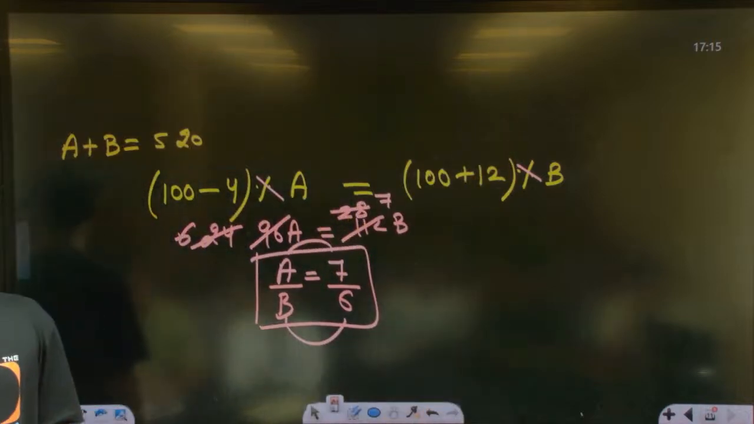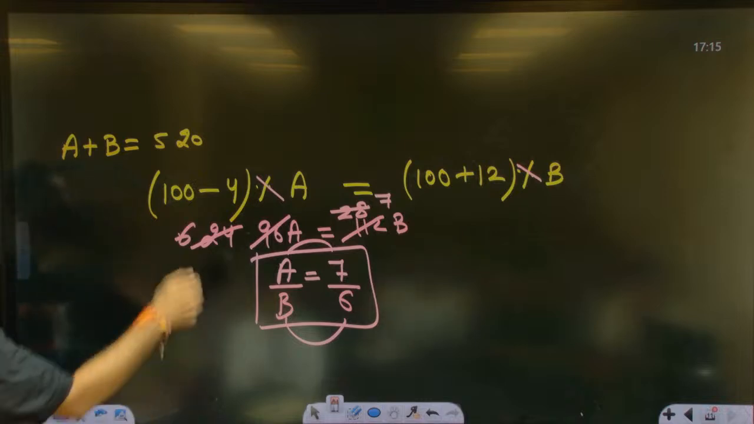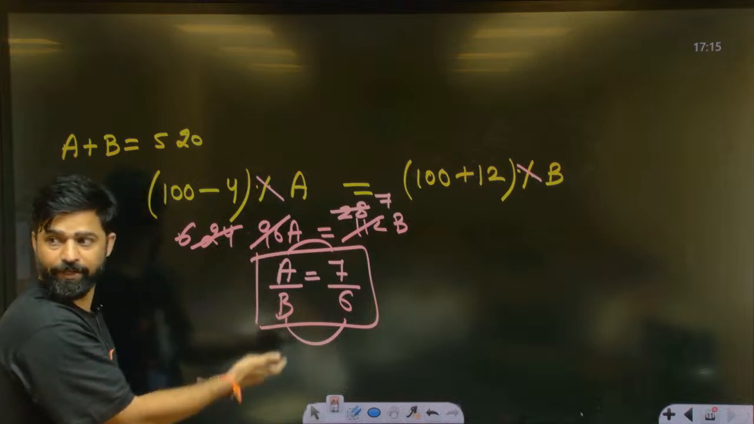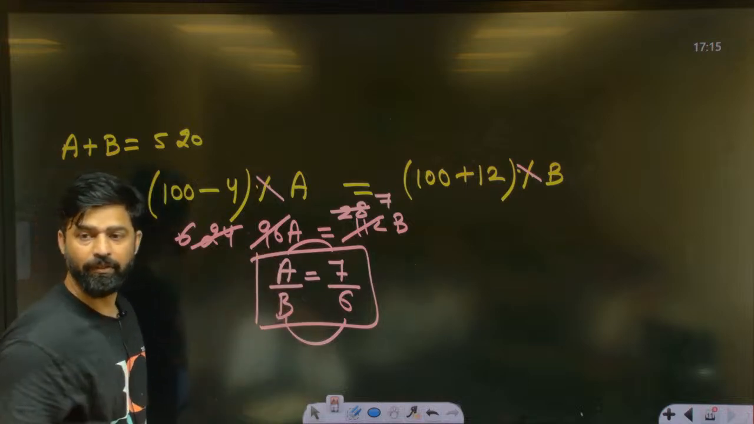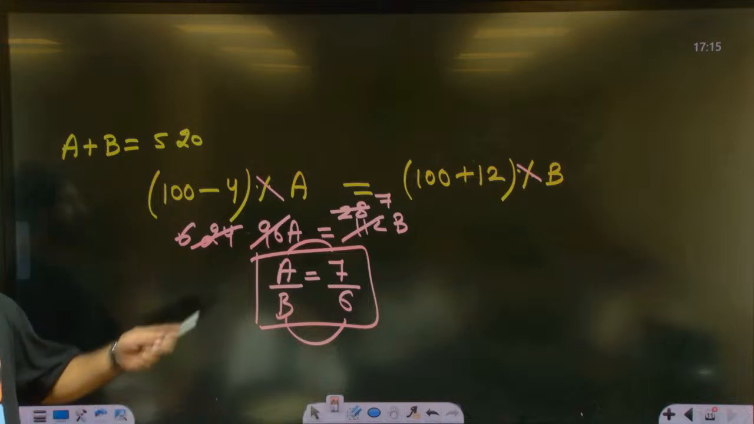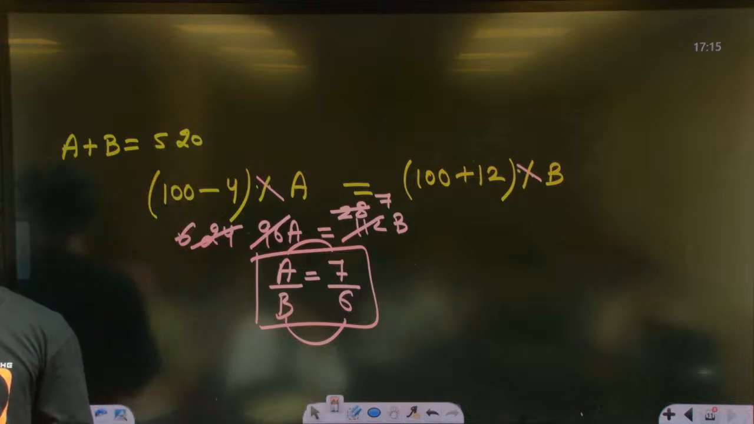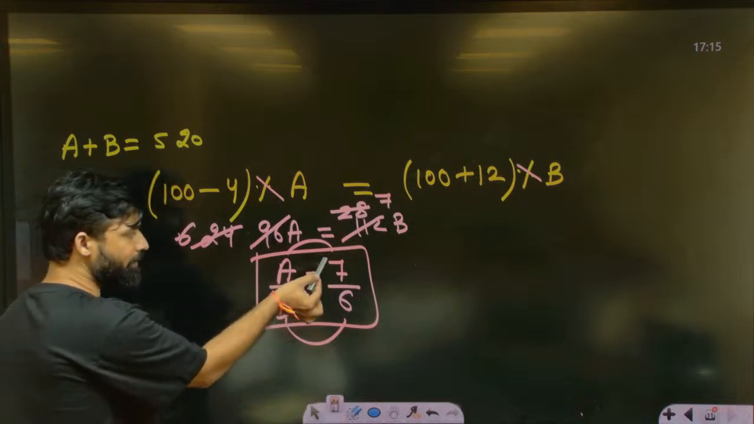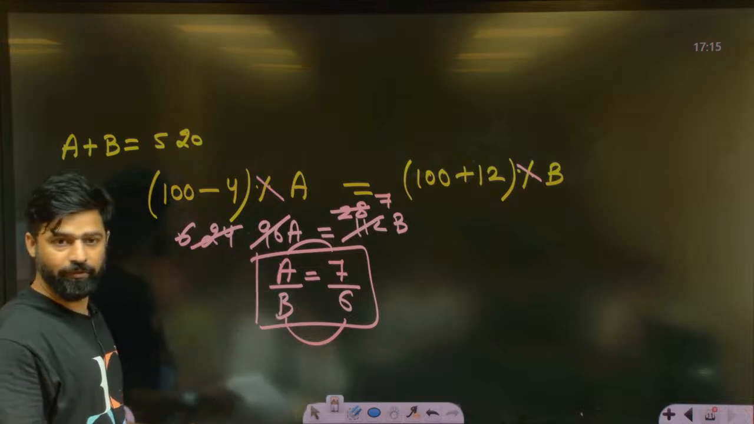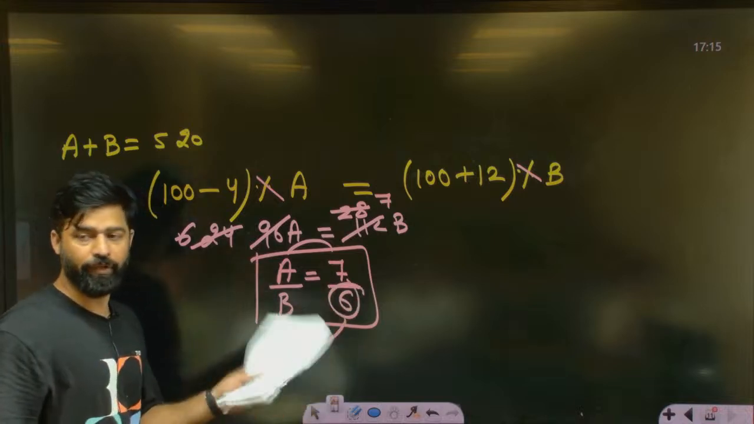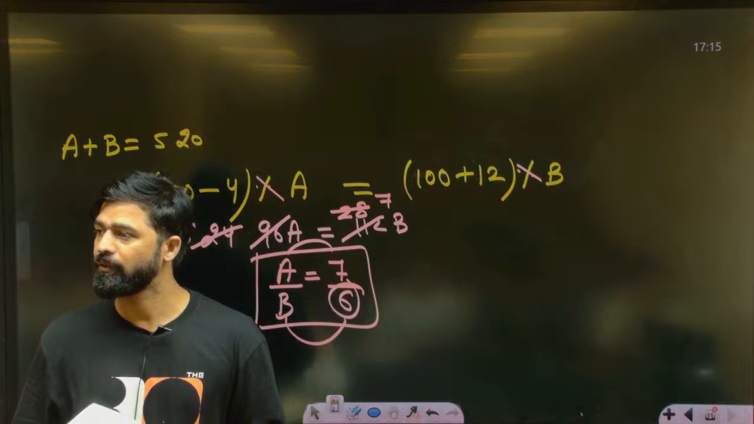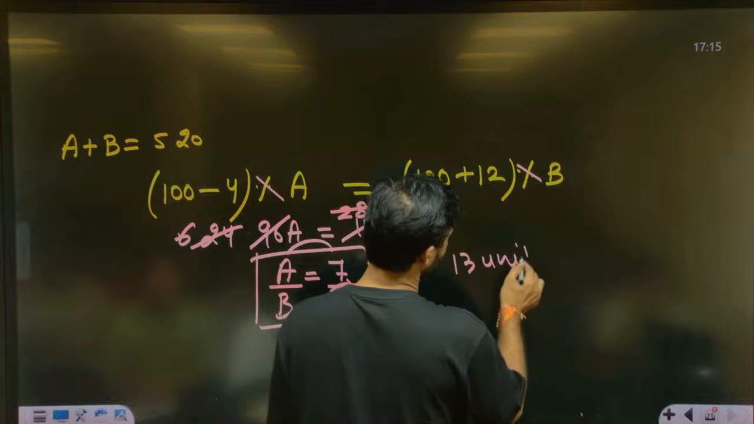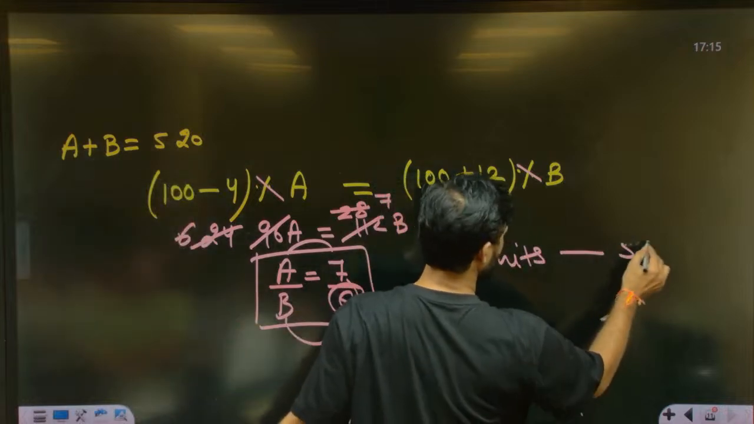Any problem? And if we add these two numbers, we are getting 520. And after adding these units, we are getting 7 plus 6, that is 13 units. So I can say that the value of 13 units is equal to 520, and we have to find out the smaller number. The smaller number in 7 and 6, what is smaller? So we have to find out the value of 6 units. So the value of 13 units equals 520.